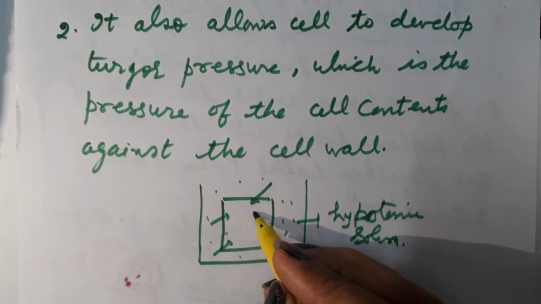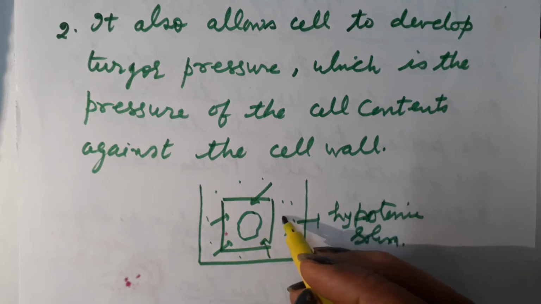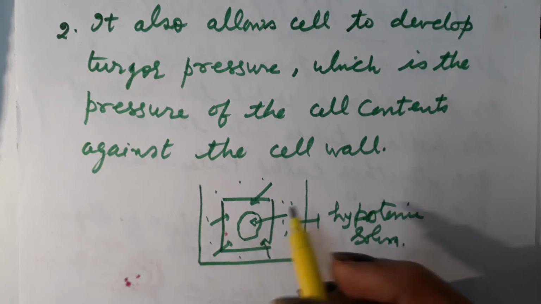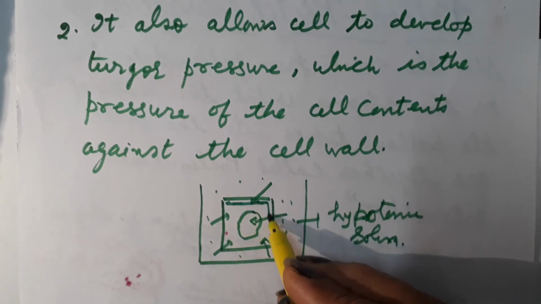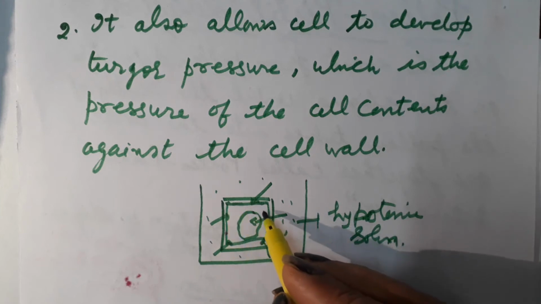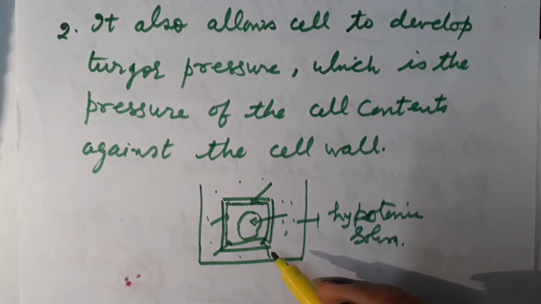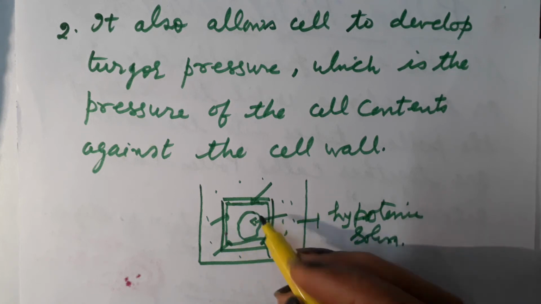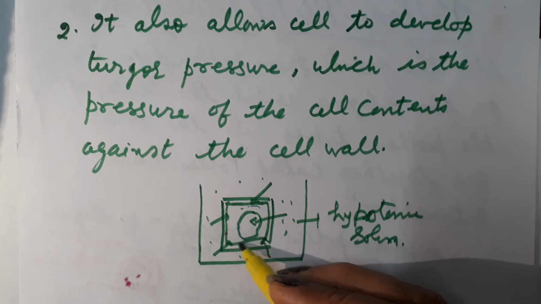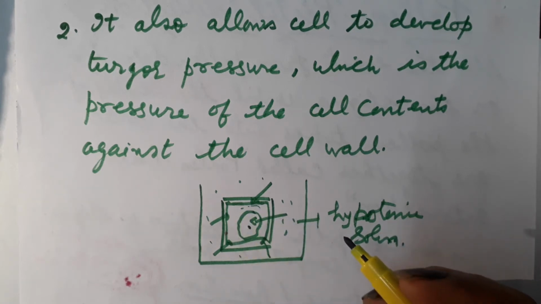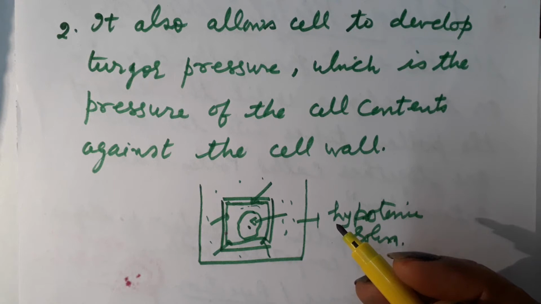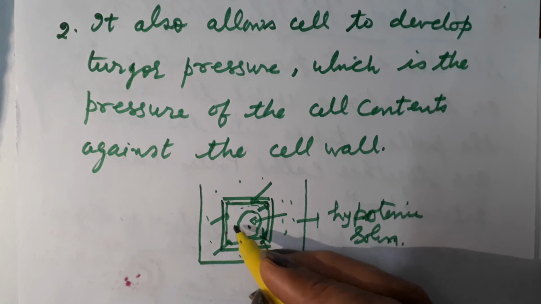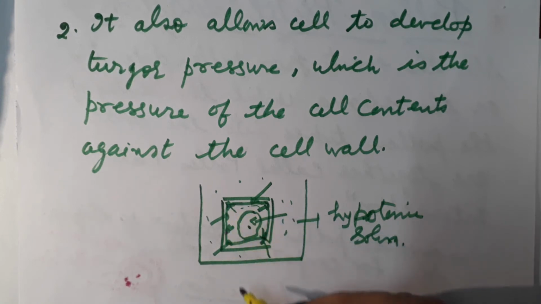Inside the cell, the vacuole is there. Water goes inside through the endosmosis process and fills the entire cell. So, turgor pressure is created by the cell content against the cell wall. As the water enters the cell and goes into the vacuole, it gets filled and puts a pressure on the cell wall. This is called the turgor pressure.